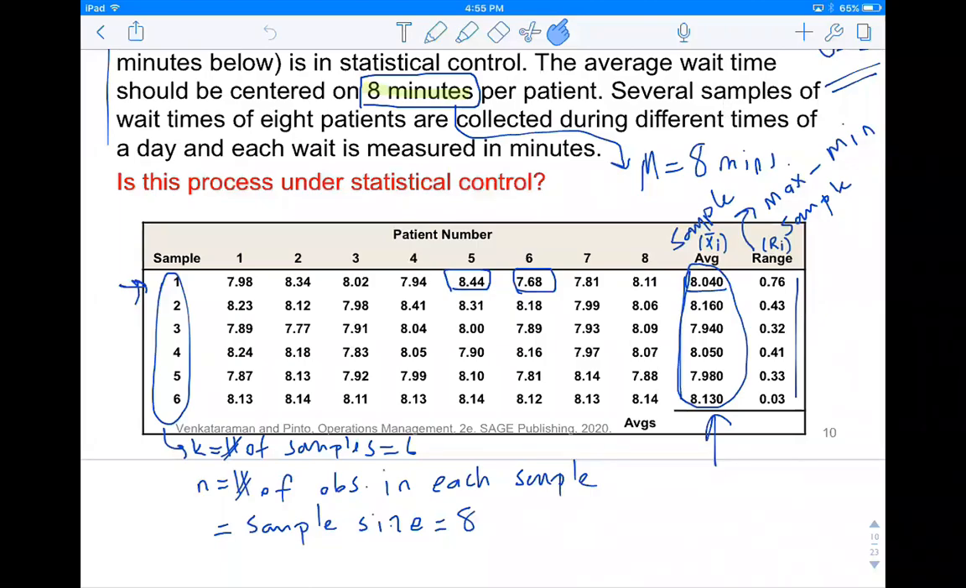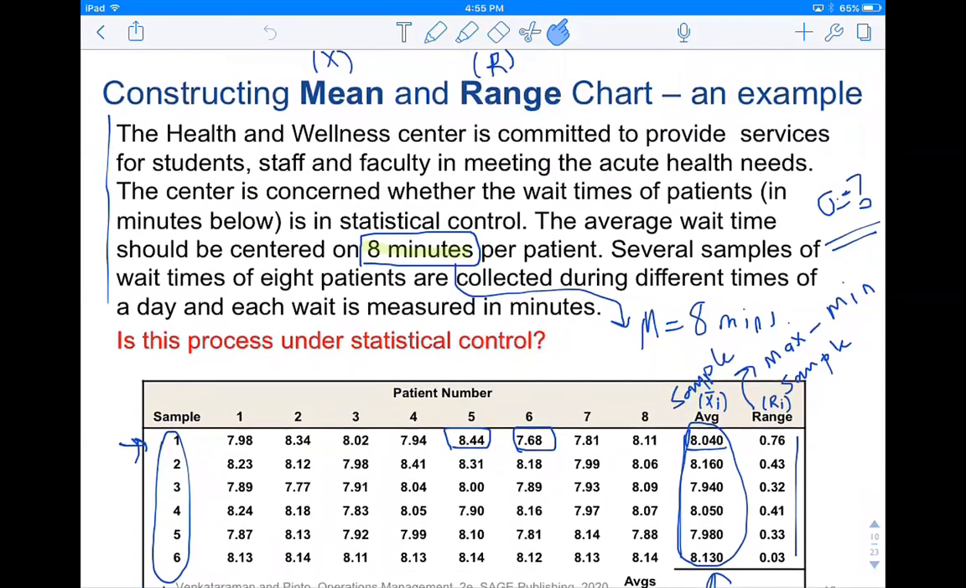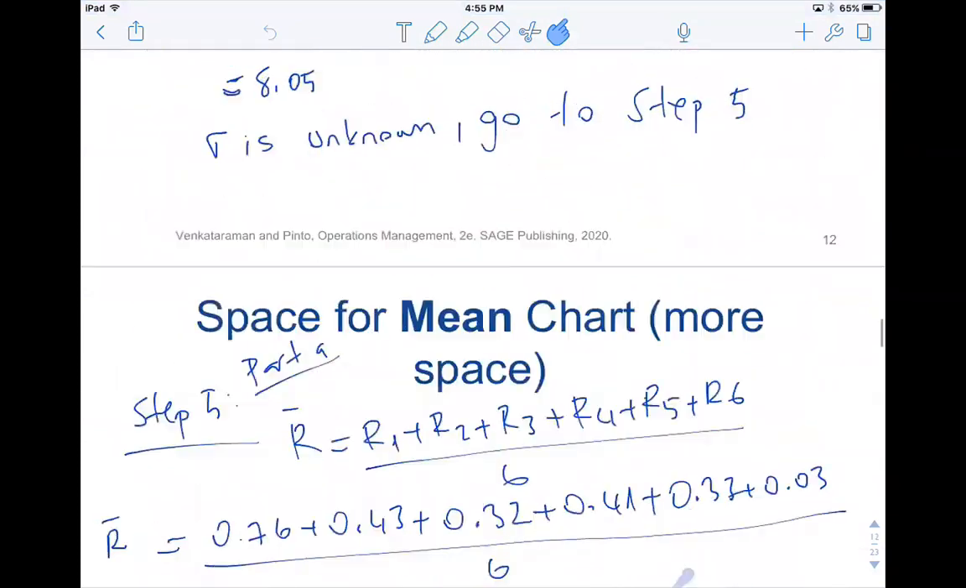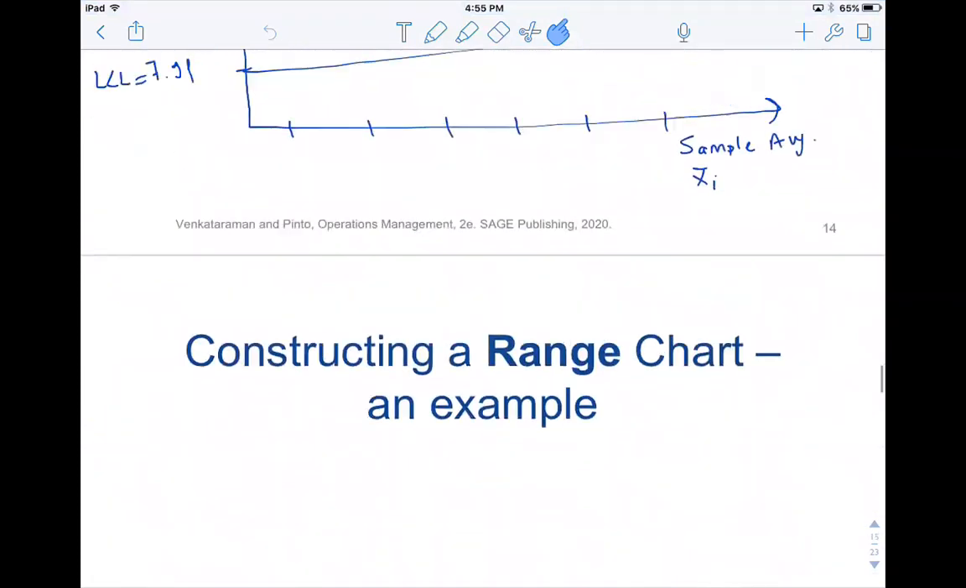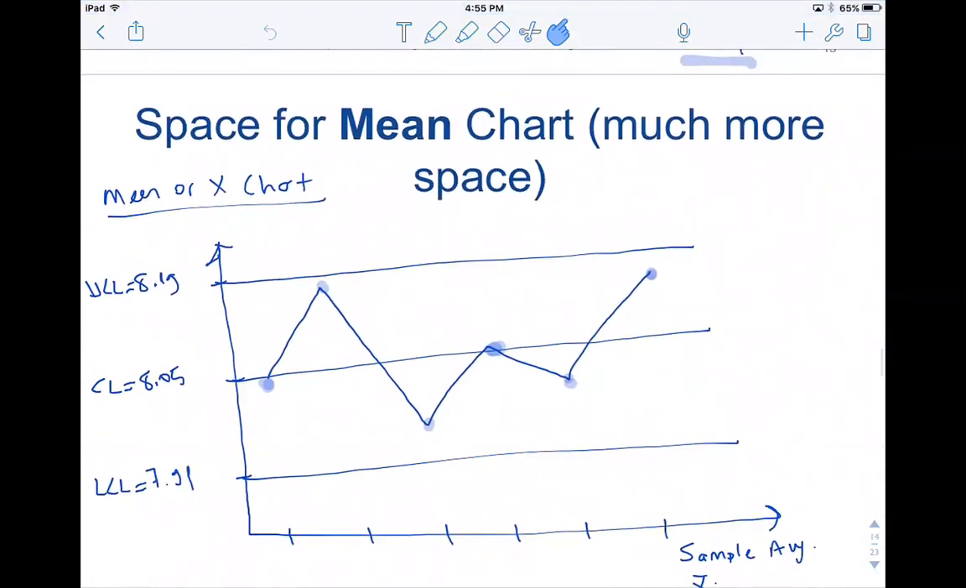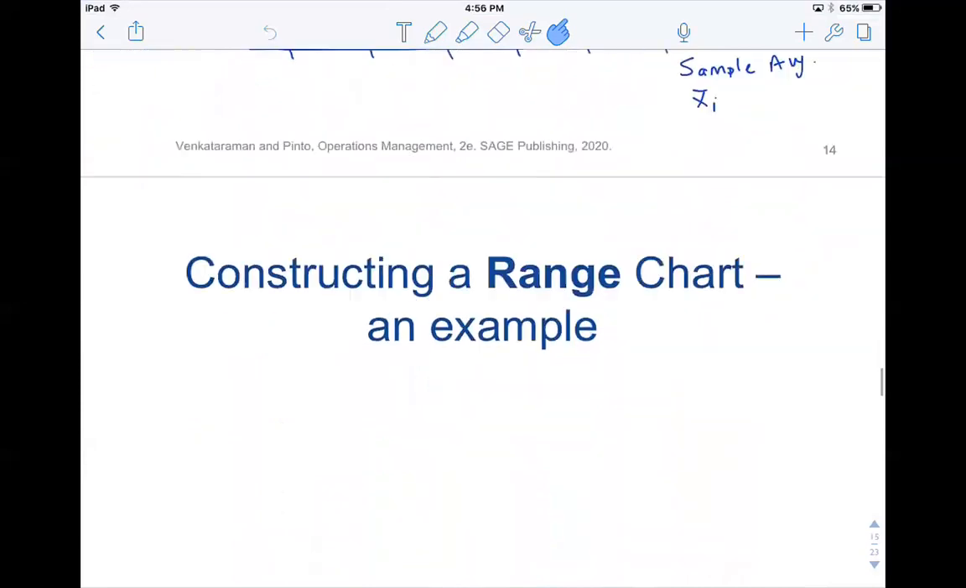Hello, everyone. Welcome back. As you remember, we are working on this patient wait time problem. We put together our mean chart already. Now it is time for us to put together our chart as a summary. So far, so good. Our sample averages look to be under statistical control, but we have to look at the variation in samples as well. So that's why we will have to construct the R chart or range chart.